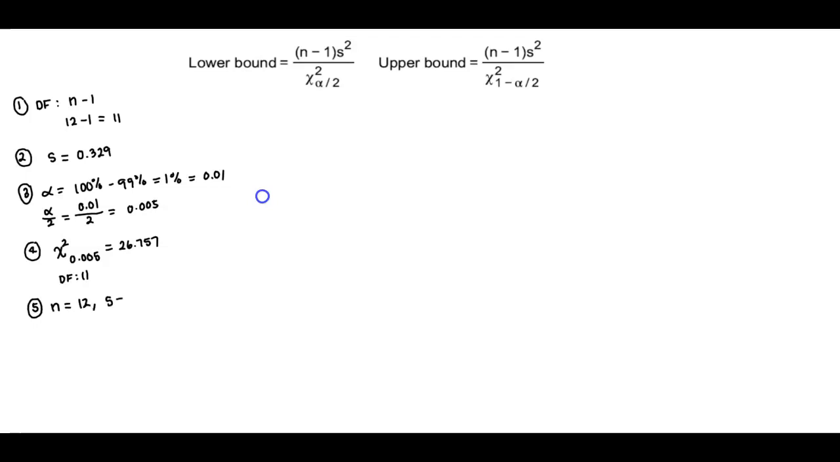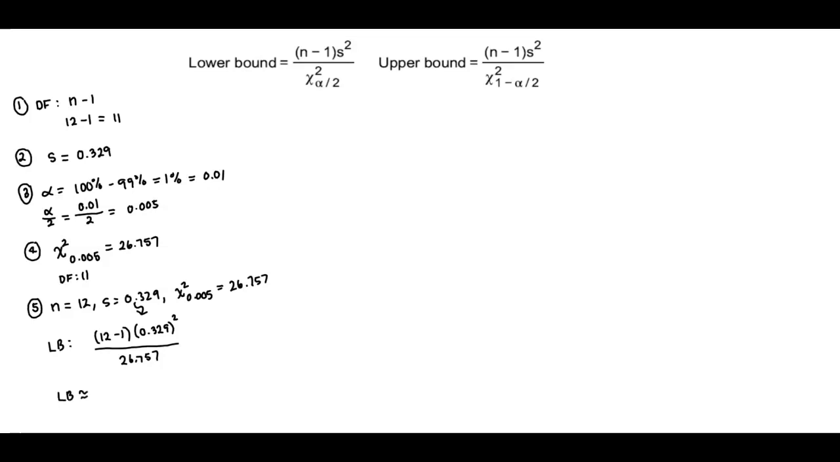So now that we know what our values are, we know that n is equal to 12. We know the standard deviation is 0.329. And we know our chi-square critical value is 26.757. So when we're finding the lower bound, we're going to take n, which is 12, and subtract 1. Since this is the standard deviation, we need to take 0.329 and square it to get the variance. And then we divide it by 26.757.